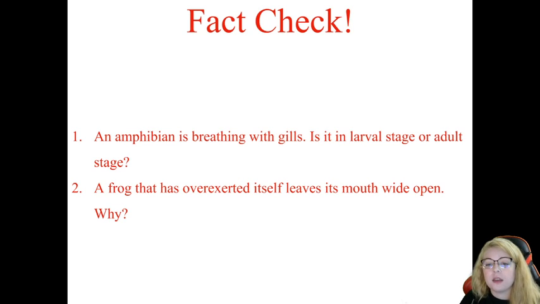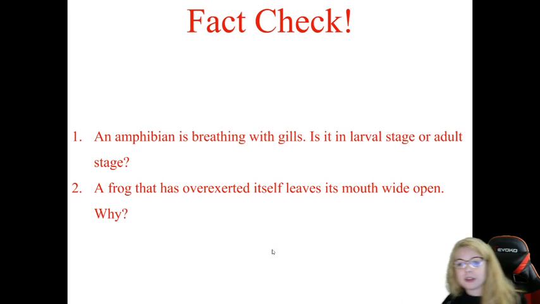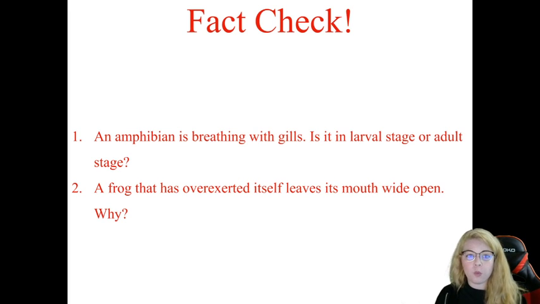active. And number 2, a frog that has overexerted itself leaves its mouth open wide. Why would it do that? Because remember, the frog can breathe through the lining of its mouth. It can participate in gas exchange through its mouth. Okay? And so with that, that is the end of Module 13.